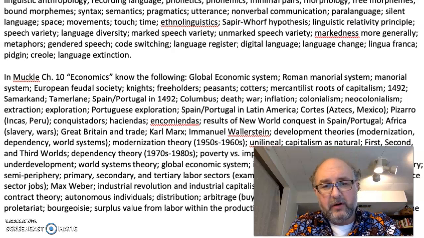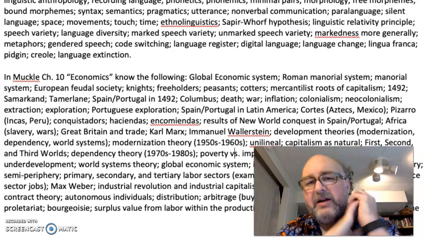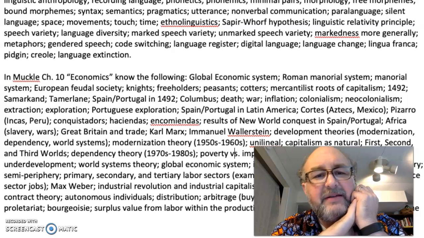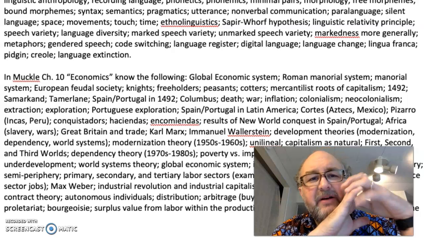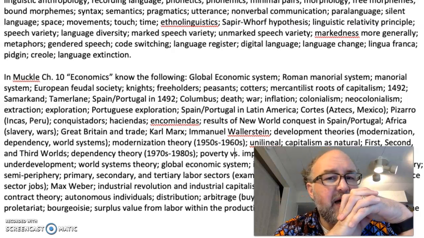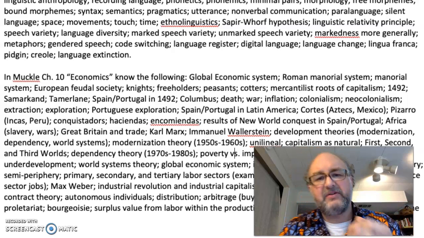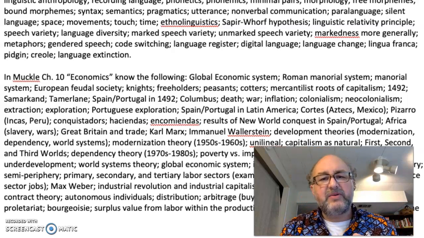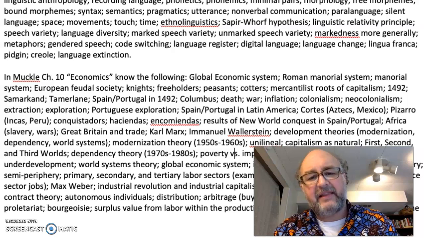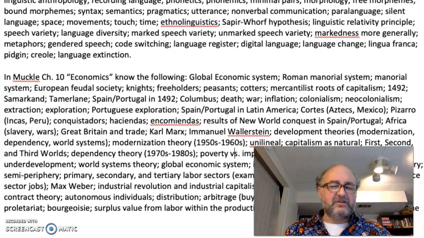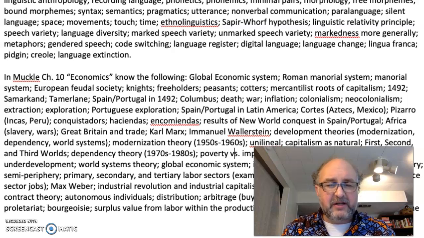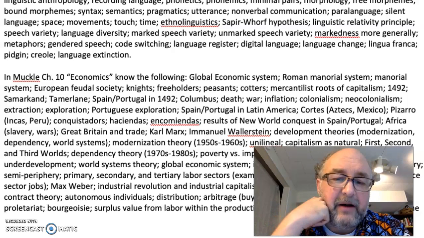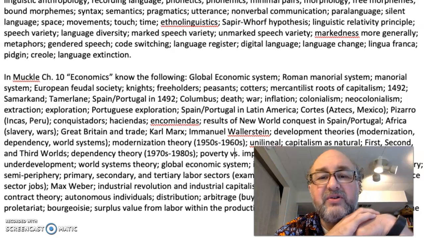Coming back in part 4 of our review session here, going over what's going to be on the test. We got up to the Sapir-Whorf Hypothesis. Remember, the Sapir-Whorf Hypothesis has to do with the linguistic relativity principle, the idea that language and perception are closely related, that language influences perception. The colors you see even are connected to the words you have to describe those colors.